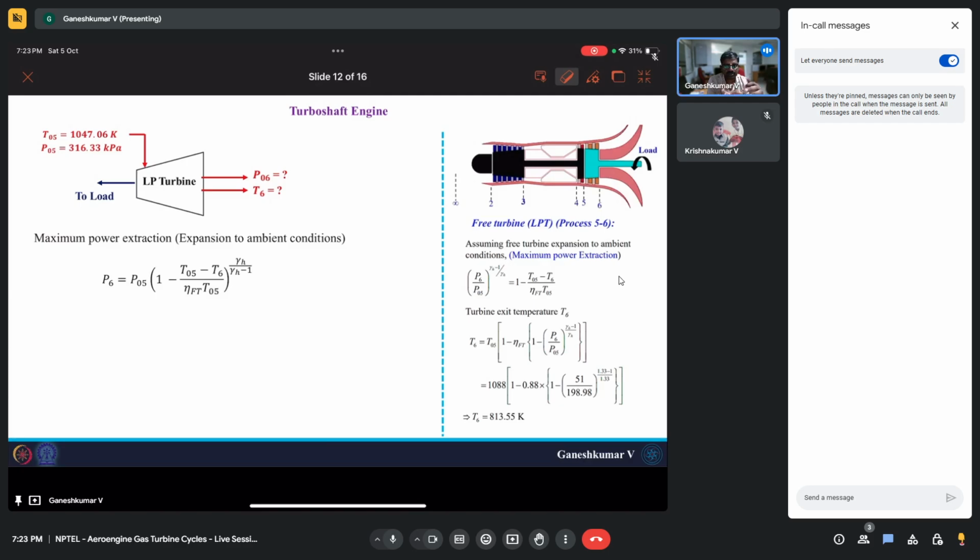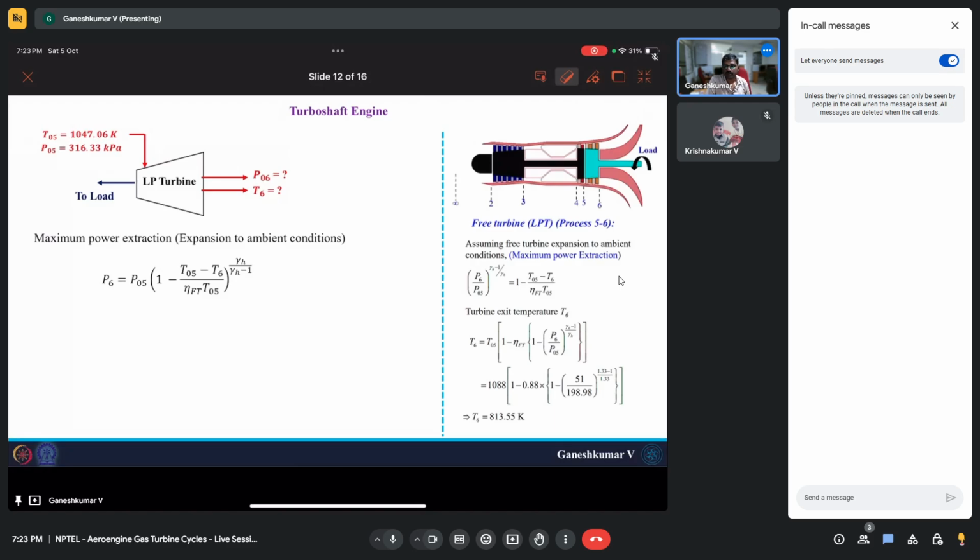Once you expand to ambient condition, you can let the air go out of the engine. It's just a constant area exhaust duct. So we can only expand till ambient conditions, and if you substitute that number over here, P6 is P infinity.